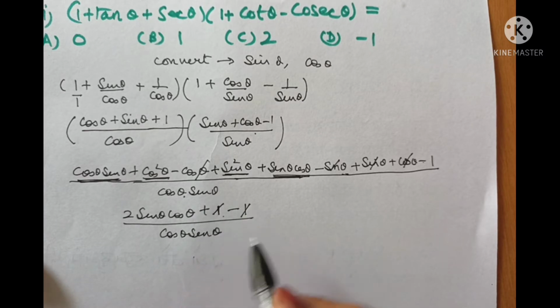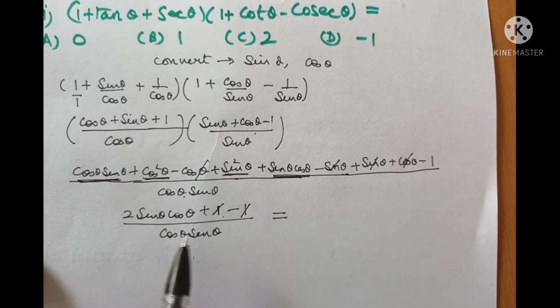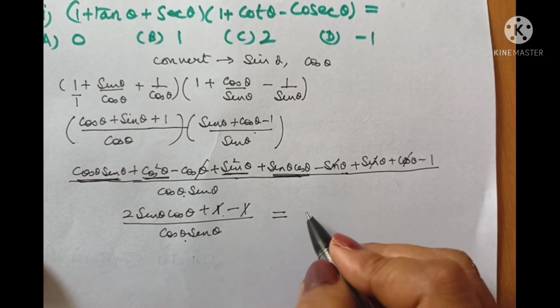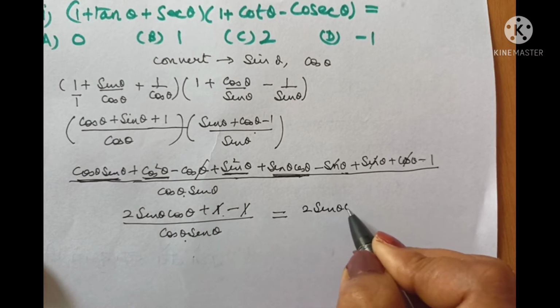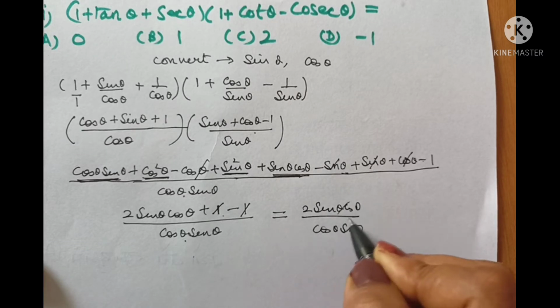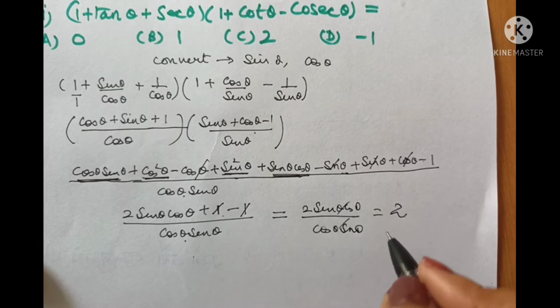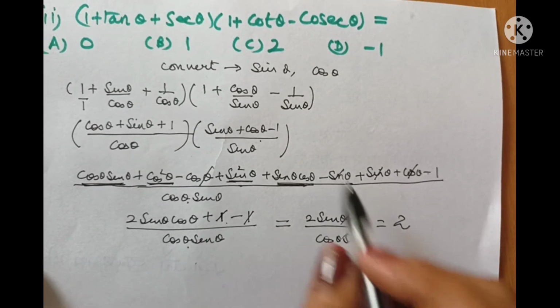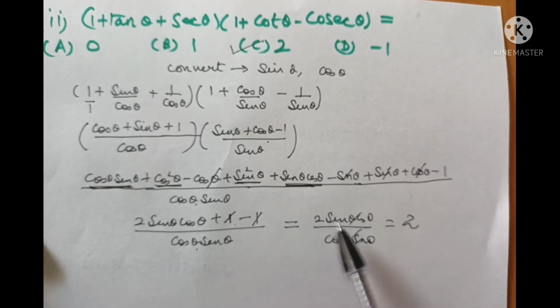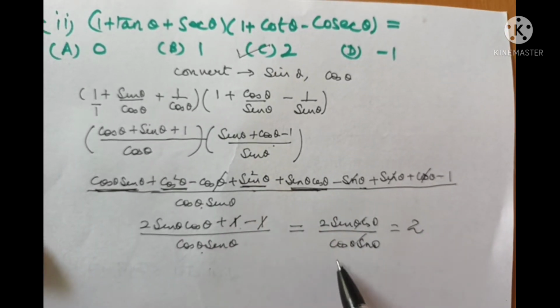Now this also gets cancelled. I am left with this. Please do not cancel these two terms in this very step. It will become wrong. So 2 sin theta cos theta divided by cos theta sin theta. Now these two factors get cancelled and I am left with 2. So 2 is the answer and my C option is correct. So see, it was a complete question wherein you cannot get to the answer without solving the complete question. So this can also come to you as a question in the exam, not only as MCQ.